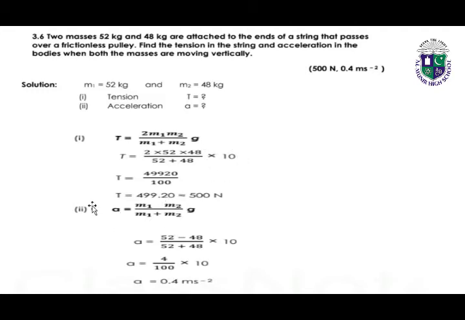Now we have to find the acceleration. We have this formula in our unit as well, and this formula is to find the acceleration of two bodies attached to the ends of a string that passes over a frictionless pulley. So this formula is also given in your unit. By putting the values, we will get the acceleration, 0.4 meter per second square.